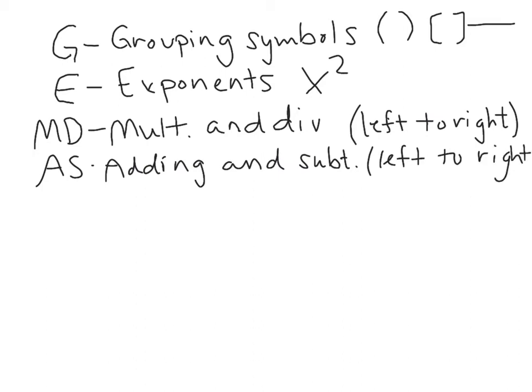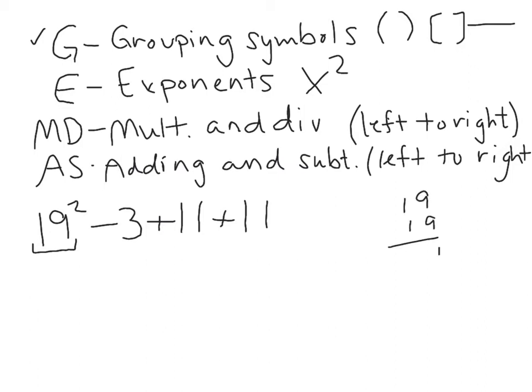Okay, so let's do a couple examples. The first example that I want to do is 19 to the second power minus 3 plus 11 plus 11. All right, and if I go through my order here, we don't have any grouping symbols. So I'm going to check that off. We do have an exponent. I'm going to calculate out that exponent there, 19 times 19. 9 times 1, 361.